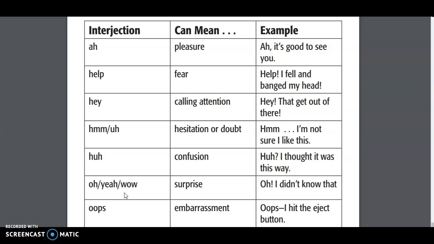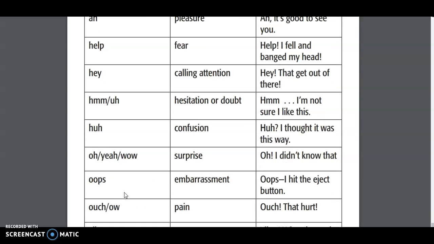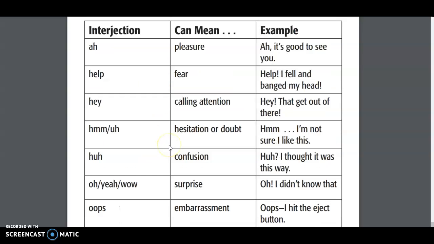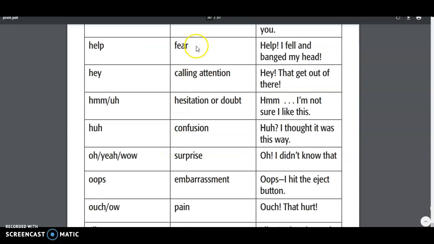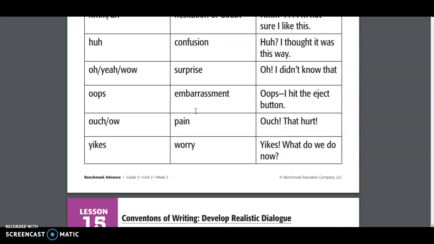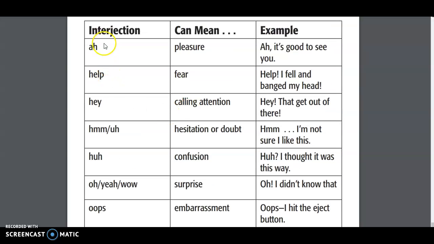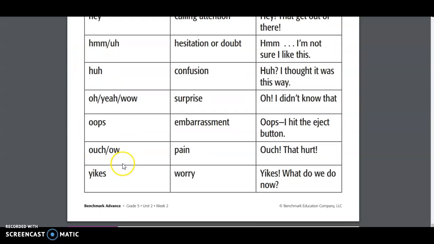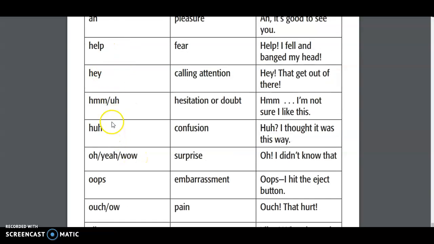So pleasure, fear, where in your story is there surprise? Is there embarrassment? Are the characters confused? Try to find some place in your dialogue where your characters are showing these types of behaviors, I guess you could say, or emotions. And then try to insert some of these interjections. Like I said, it doesn't have to be every single place, but it'd be nice to see a couple, maybe two to three inside your dialogue.